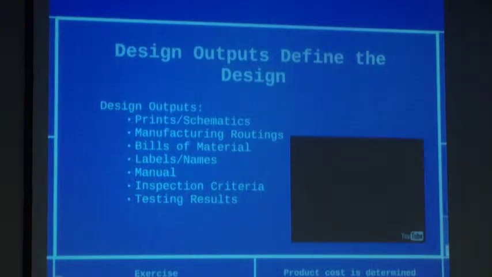The next is a bill of materials. So a bill of materials will tell you what parts you need, right? What things go into your design. The next one, labels and names. You might not think what labels and names are is important, but in industry these become very important.